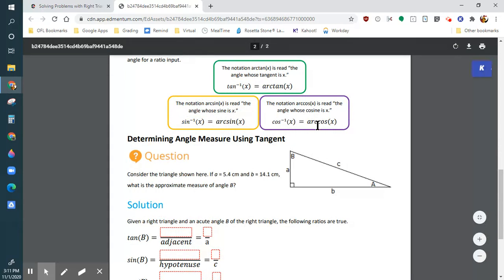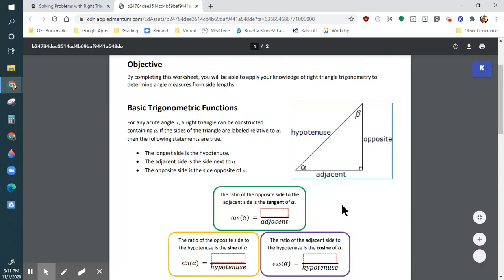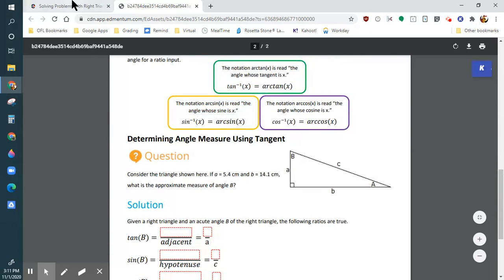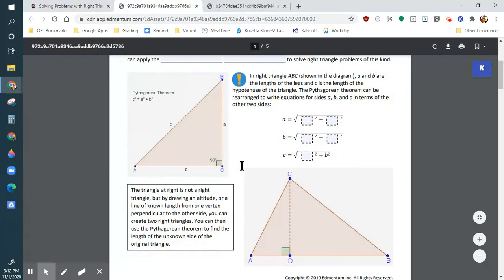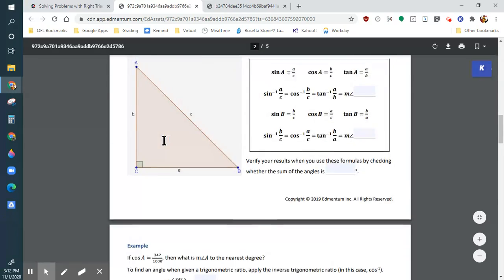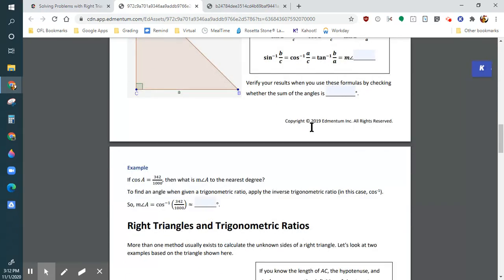So the idea of an inverse is it takes a fraction and spits out an angle. Normally, when we're dealing with regular trig, we take an angle and it spits out a fraction. So inverses do the opposite. So let's get into the actual lesson. And as always, the regular guided notes are very useful in helping figure this out, especially if you need review on the Pythagorean theorem. And this will break down the trig functions for you.